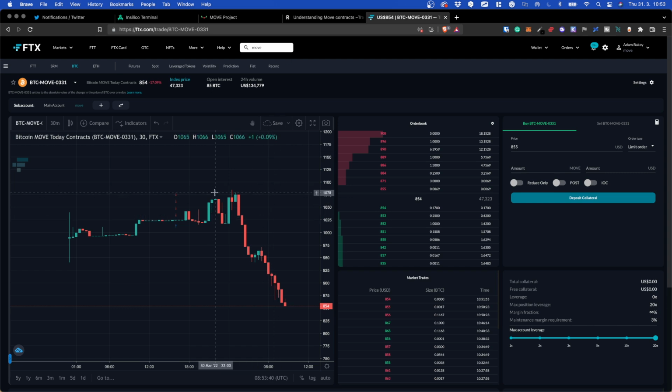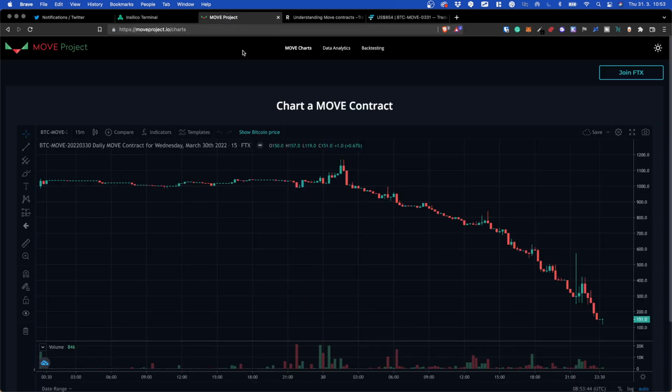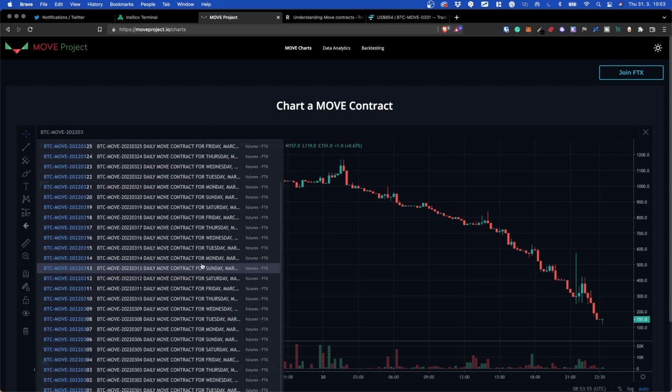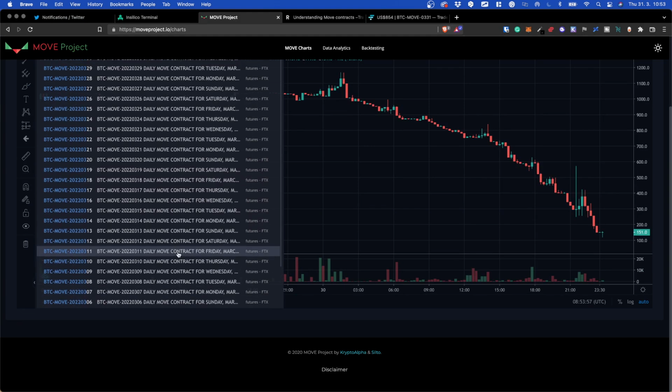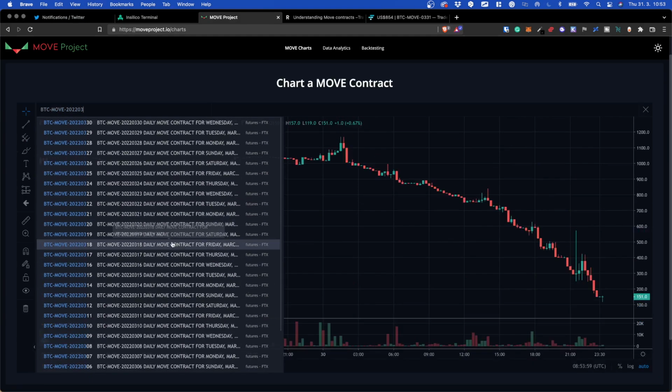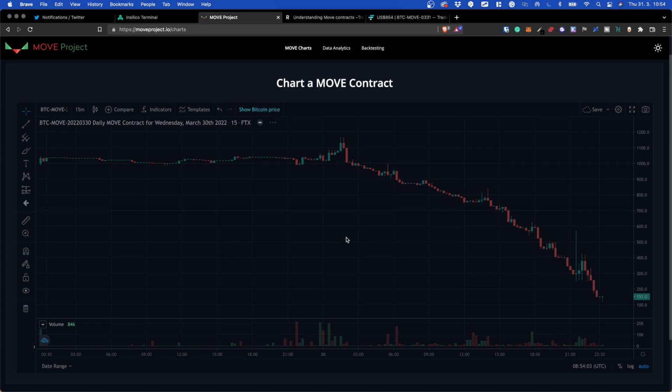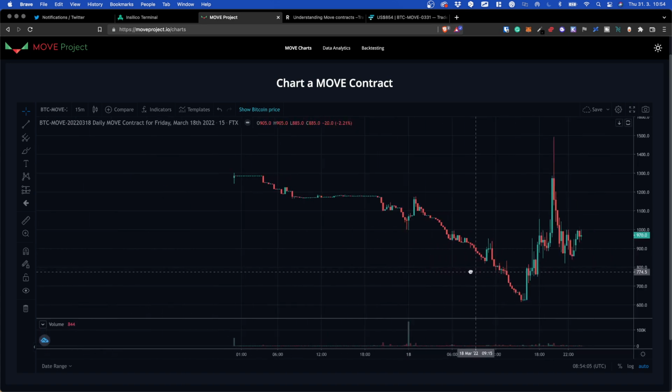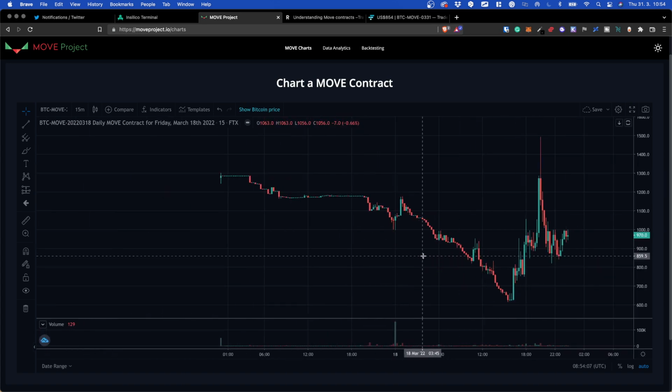So there are basically two ways I trade the move contract, and before I go to that, I want to share with you this website, moveproject.io. Here you can see all the historical move contract charts, traded since I think 2019. So everything I'm going to talk about here, you can easily backtest for yourself.